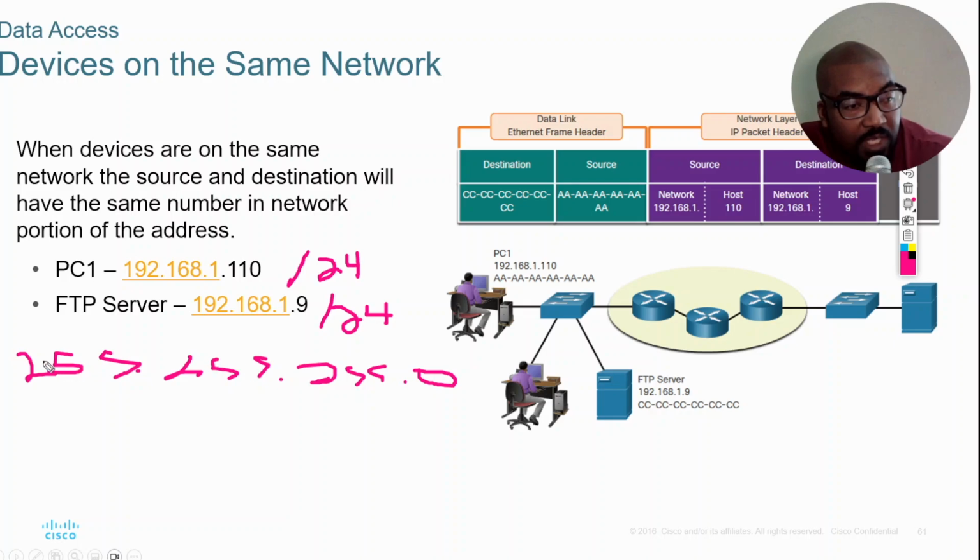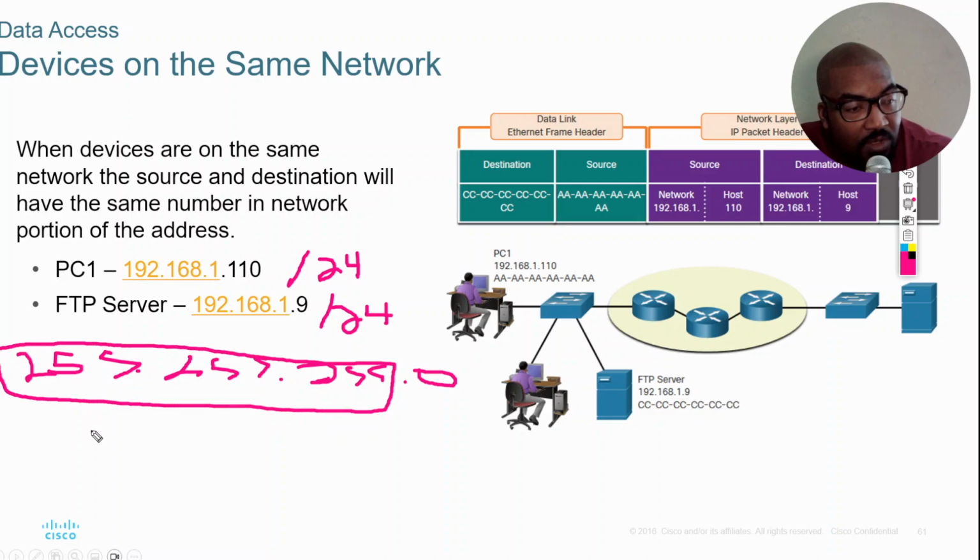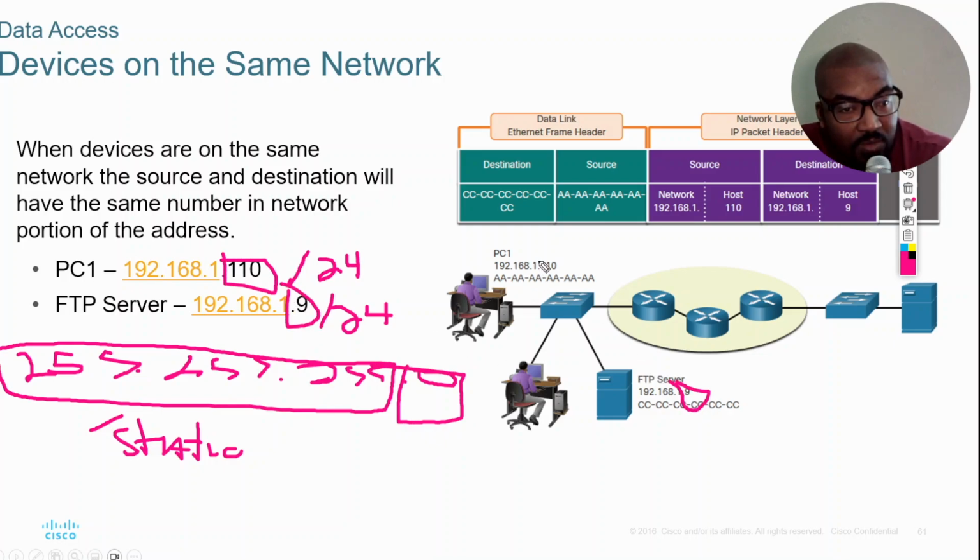255.255.255.0. Because these first 3 octets are on, these are static, which means everything within those first 3 octets cannot change. For example, PC1 shows 192.168.1. The FTP server is 192.168.1 as well, but the part that changes is the host bits. That's why you see a 110 here and a 9 here. Notice how, like I said, these are all on the same subnet. They have the same network ID.